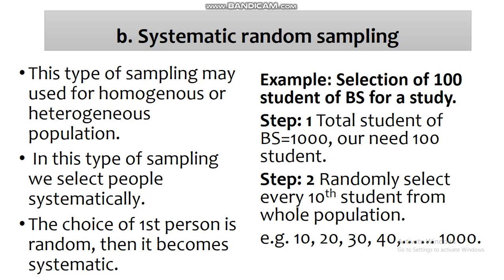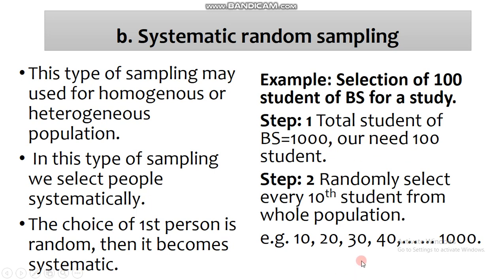Or if we apply an interval of 5, then we select the 5th person, then the 10th, 15th, and so on. Now we have an example. For example, we have a target to select 100 BS students for a project or any type of activity. Our total population is 1000 students, but we need only 100 students.